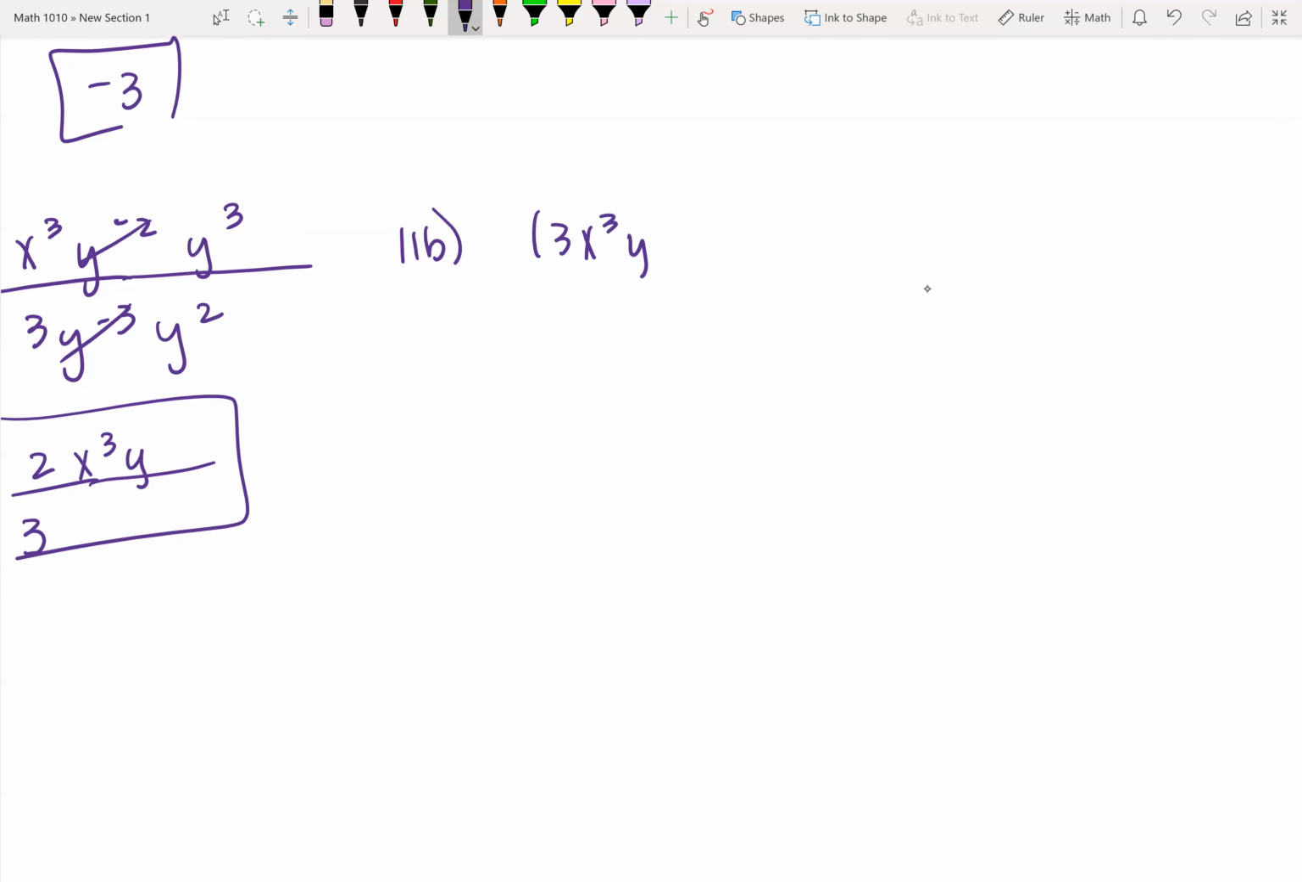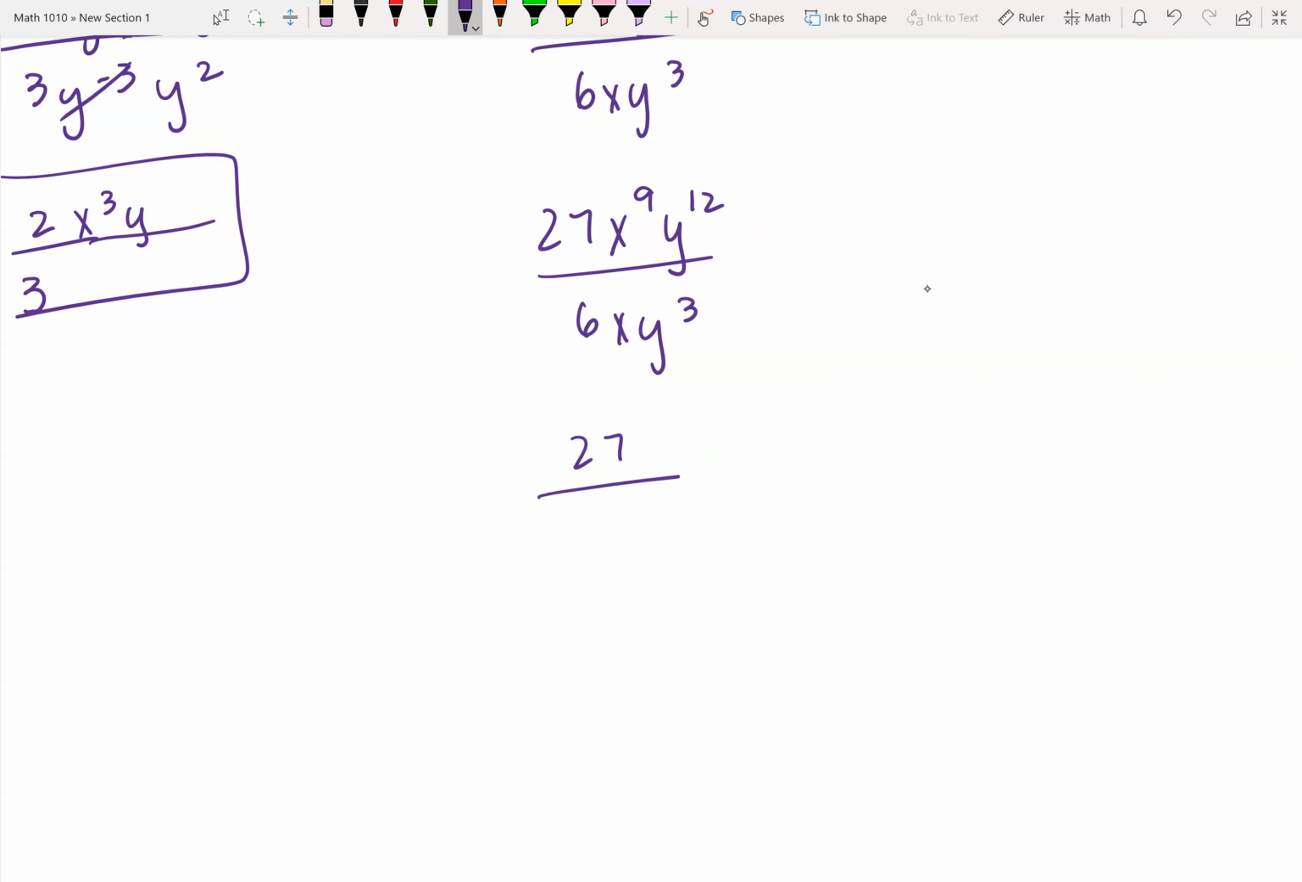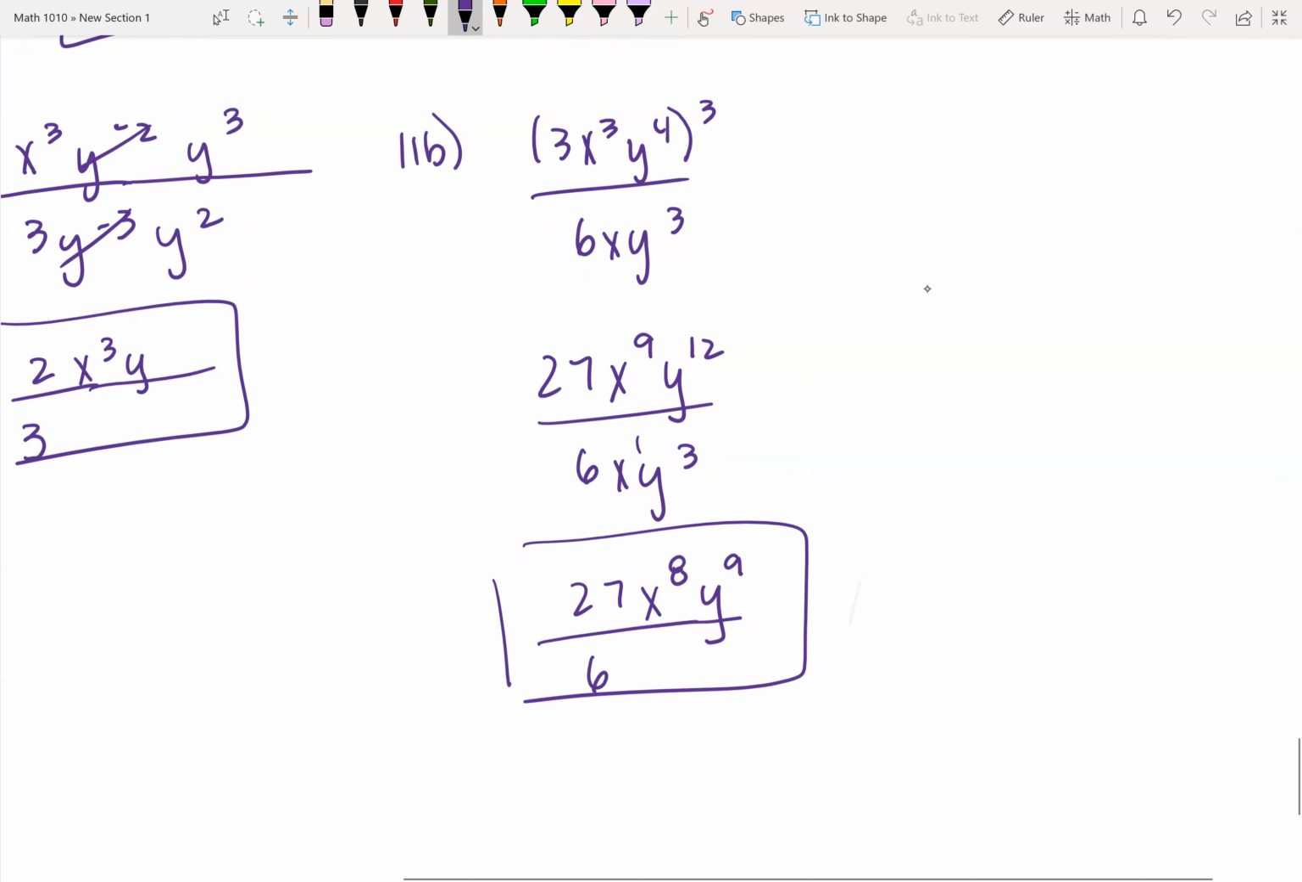Okay, question 11b. So the top is raised to the third. So the first thing you have to do is raise the top to the third and then divide. So 3 to the third is 27. x to the 3 times 3 is 9. y to the 4 times 3 is 12, over 6xy to the third. Okay, so 27 over 6 is not going to reduce. On the x's, 9 on top, 1 on bottom. You have more on top. How many more? 8 more. On the y's, 12 over 3. You have more on top. How many more? 9 more. And that's your answer.